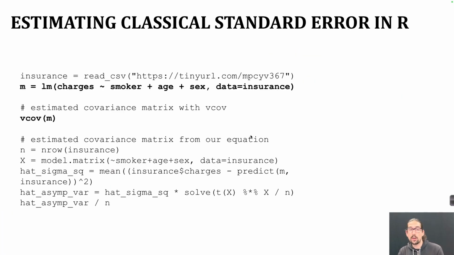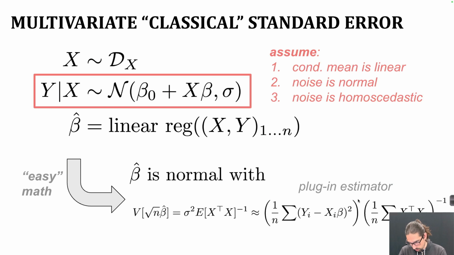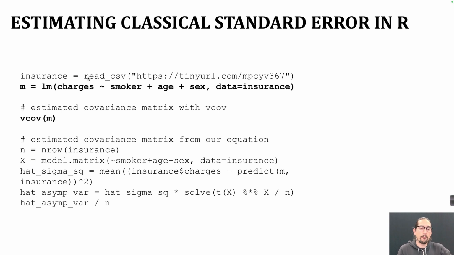So here's what you actually do have to do, which is how do you do this in R? You will be pleased to see that you don't have to do this plugin estimator, all that stuff. R does it for you. It's very nice. Somebody else already took care of it, so you don't have to worry. You just say M is equal to lm, whatever.